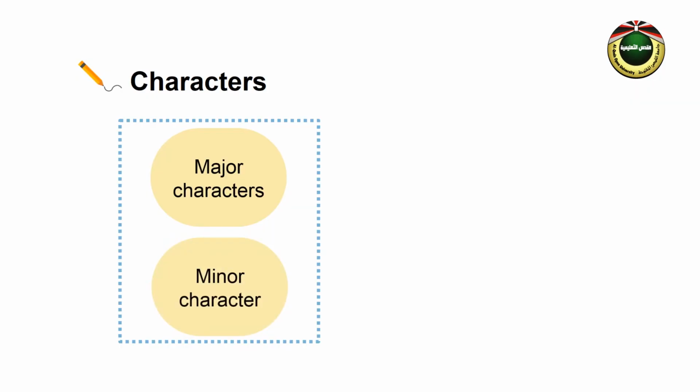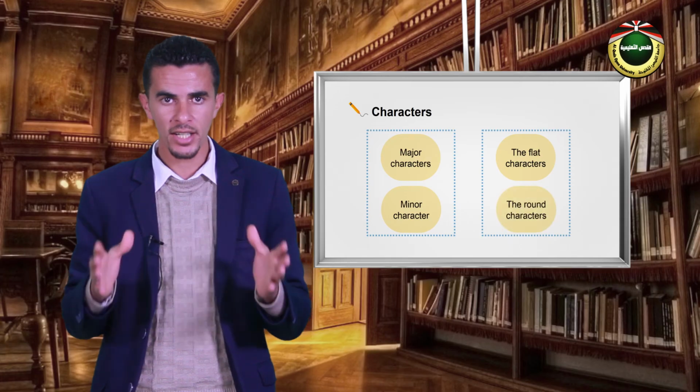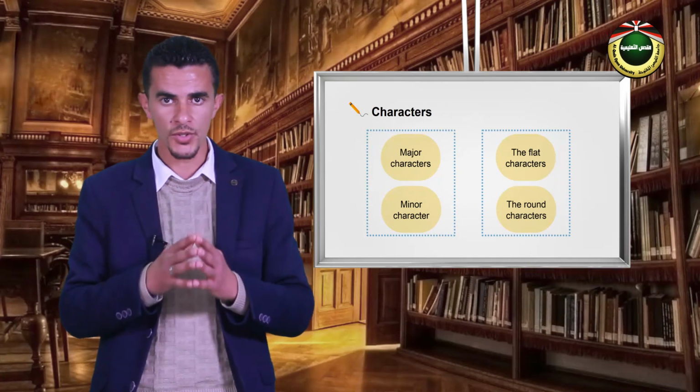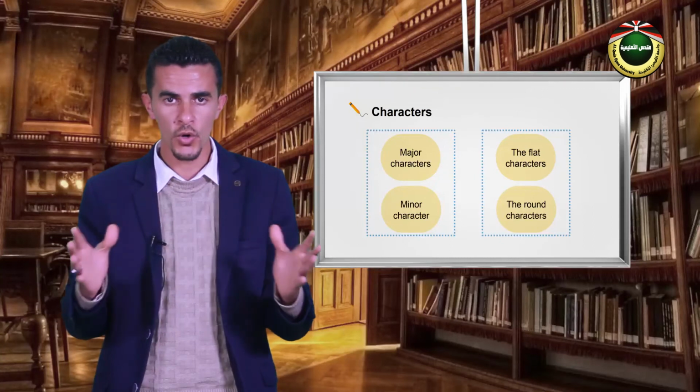Characters can be classified into major characters and minor characters, or into flat and round characters. The flat characters are static and predictable, while the round characters are changing and developing throughout the course of the story.